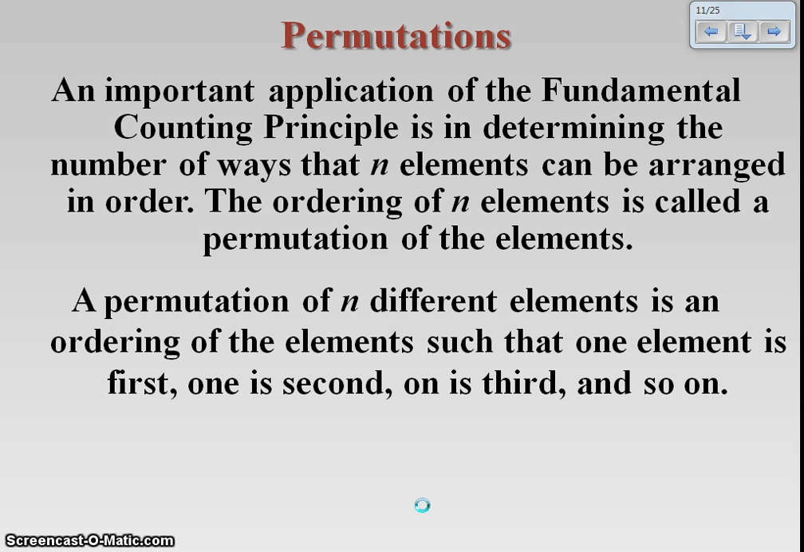Now, this brings us to another vocabulary term, permutation. An important application of this fundamental counting principle is in determining the number of ways that n elements can be arranged in order. You have 20 books to put on a shelf. How many different ways can I arrange them? That kind of thing. The ordering of n elements is called a permutation of the elements. So whenever you see the word permutation, you need to think about putting things into a certain order.